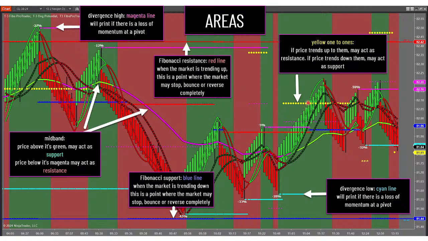And then we're also using these yellow 1-to-1s. These yellow 1-to-1s, when the market is trending up, may behave as resistance. When the market is trending down, they may behave as support. These lines on a large chart are where the large crowd are making decisions, guys, where the buyers buy, where the sellers sell, where fights happen.